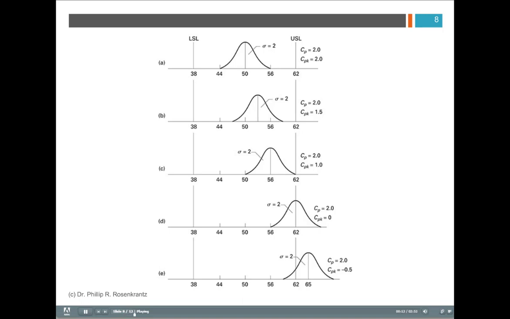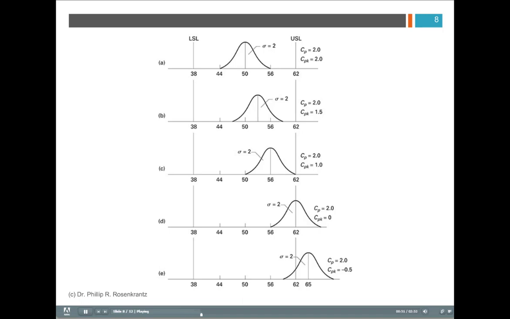The top distribution, A, we have a process with a standard deviation of 2, and because the spread is large, we have plus and minus 6 sigma on either side of the process mean. That is, the mean is at least 6 standard deviations from the upper spec limit and the lower spec limit. And since it's centered we end up with a CP of 2 and a CPK of 2. So when the process is centered, CP and CPK are equal.